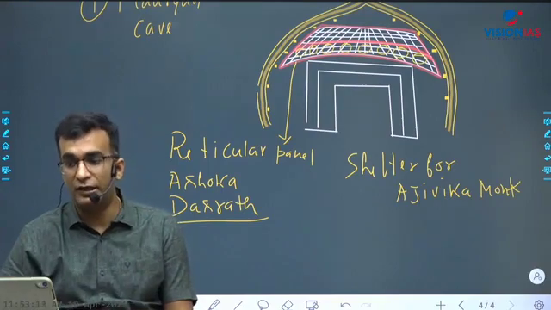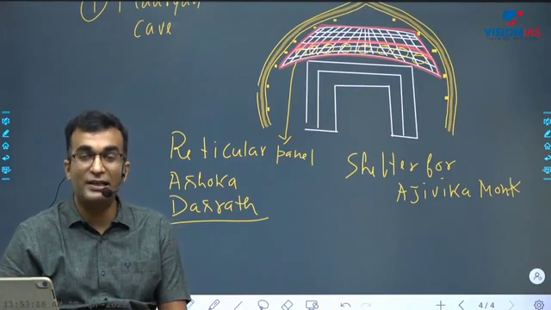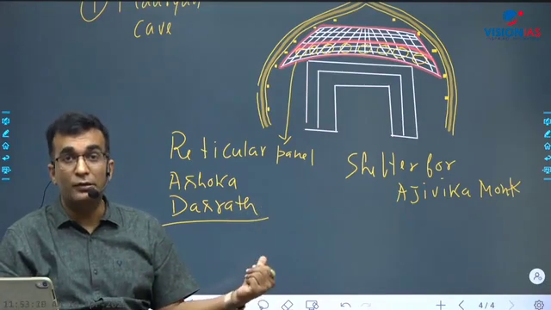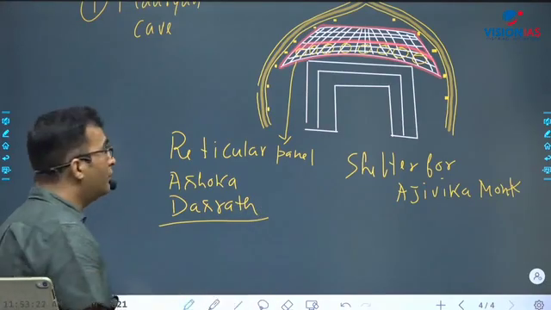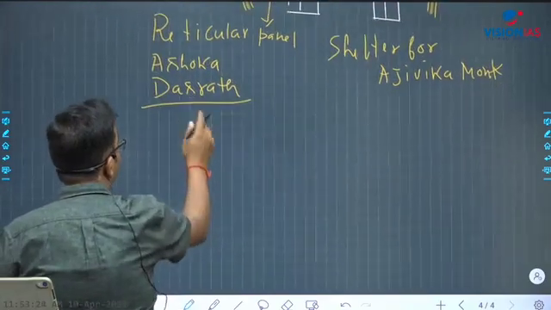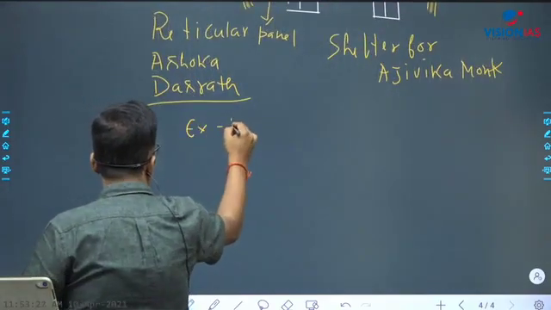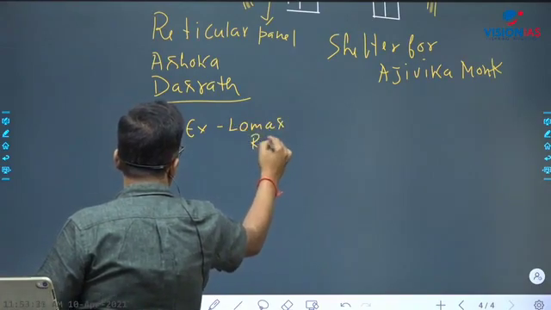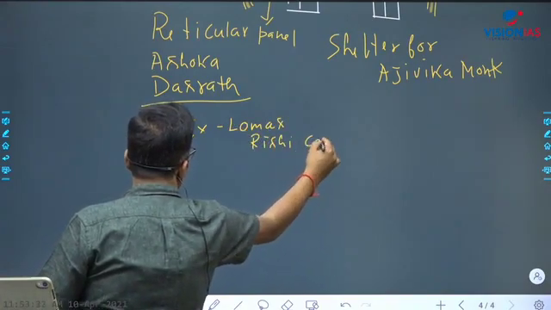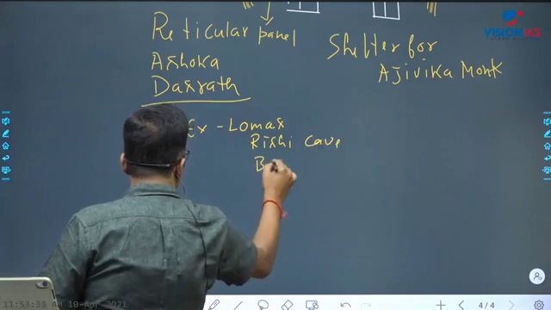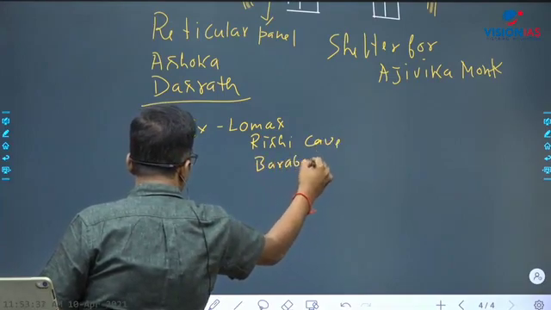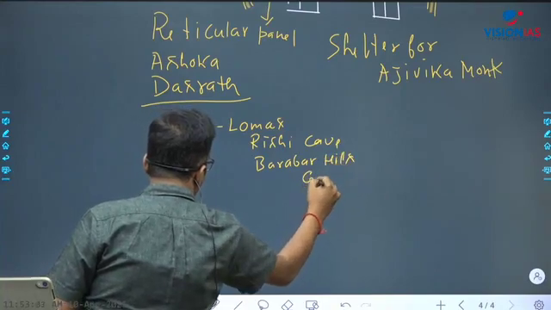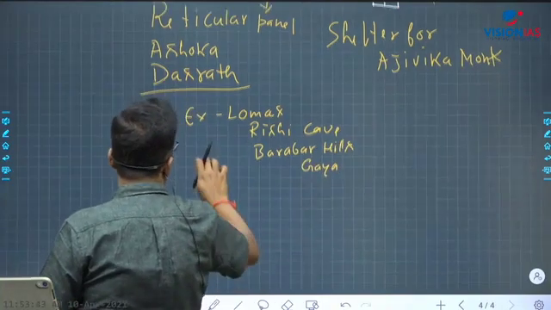So this is the detail about the Mauryan cave, and we need to write examples of this Mauryan cave. The very first one, which you saw in the image itself, and I'll show you the images also, is the Lomas Rishi cave. Please mention example: Lomas Rishi cave, Barabar Hills. And where is this Barabar Hills? Gaya. So this is the first example.